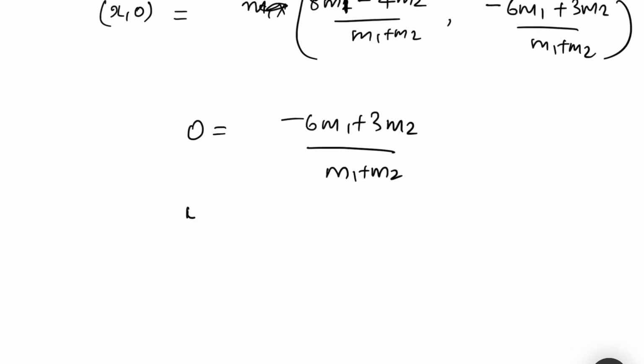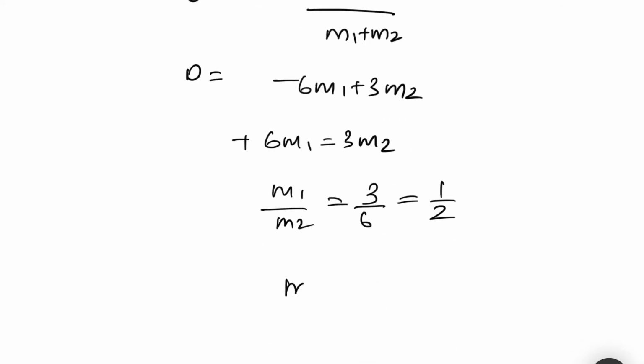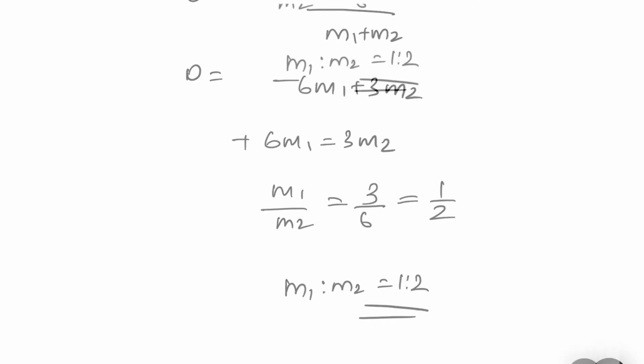So if I multiply, I get 0 is equal to -6m1 + 3m2, so 6m1 equal to 3m2. So it will become plus, right? So m1 by m2 equal to 3 by 6, that is equal to 1 by 2. So you'll get m1 is to m2 equal to 1 is to 2. Hope it's clear, children.